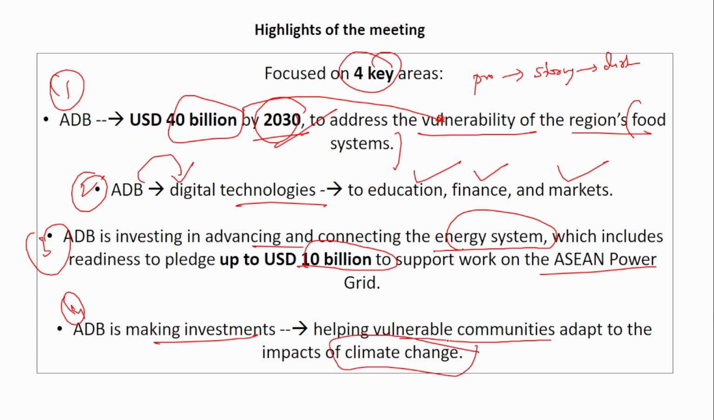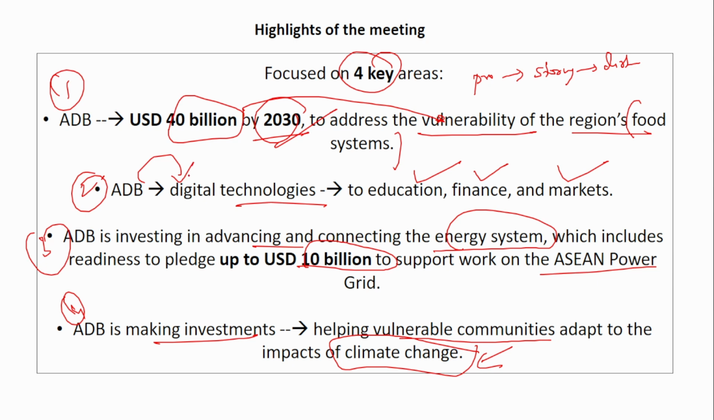Generally, the people who get affected by climate change are the people who do not contribute anything to climate change. They would not have done anything to disrupt the climate or the environment, but they would be the first people to face the consequences. So we have to protect such communities, right? So ADB has promised that it will make investments to protect such communities from those impacts of climate change.